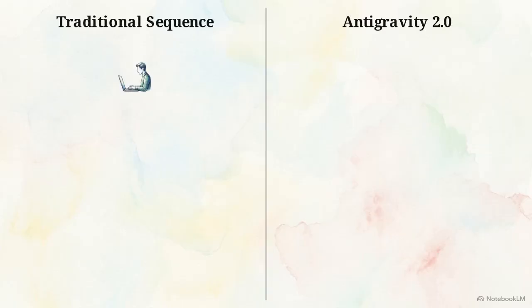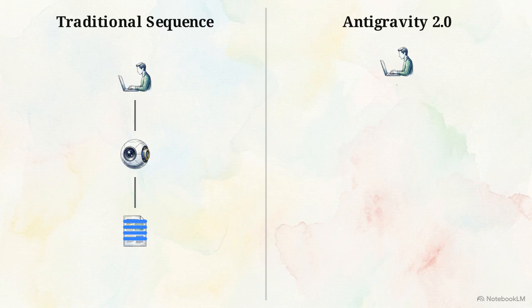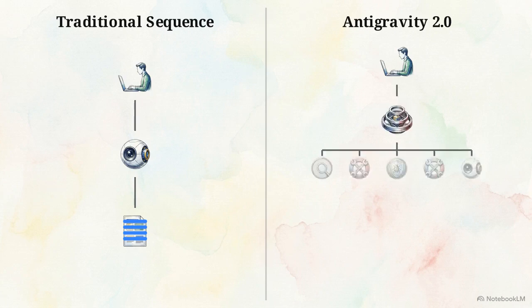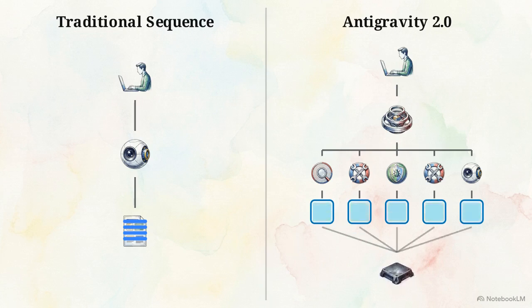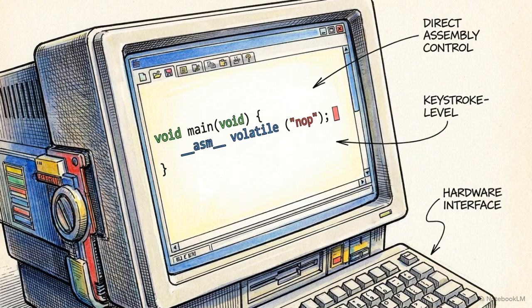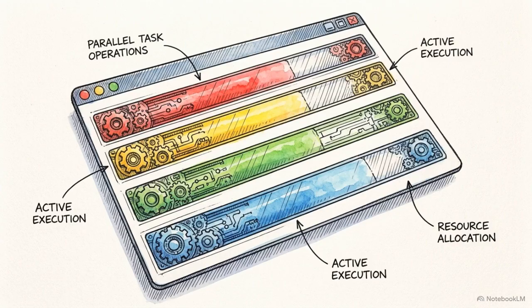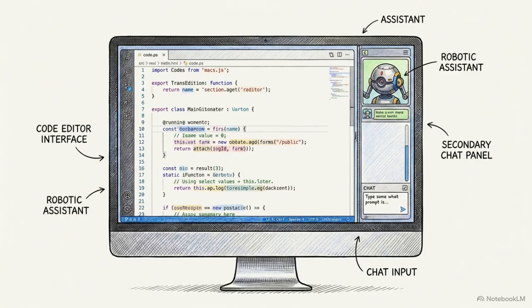This diagram maps the core difference. On the left, the traditional sequence. A developer prompts an agent, writing directly to a single file, updating line by line. On the right, Antigravity 2.0. You delegate to a manager, spinning up concurrent background workers for parallel implementation. Adopting this platform means trading your direct keystroke-level control over code generation for the ability to execute parallel operations at scale.